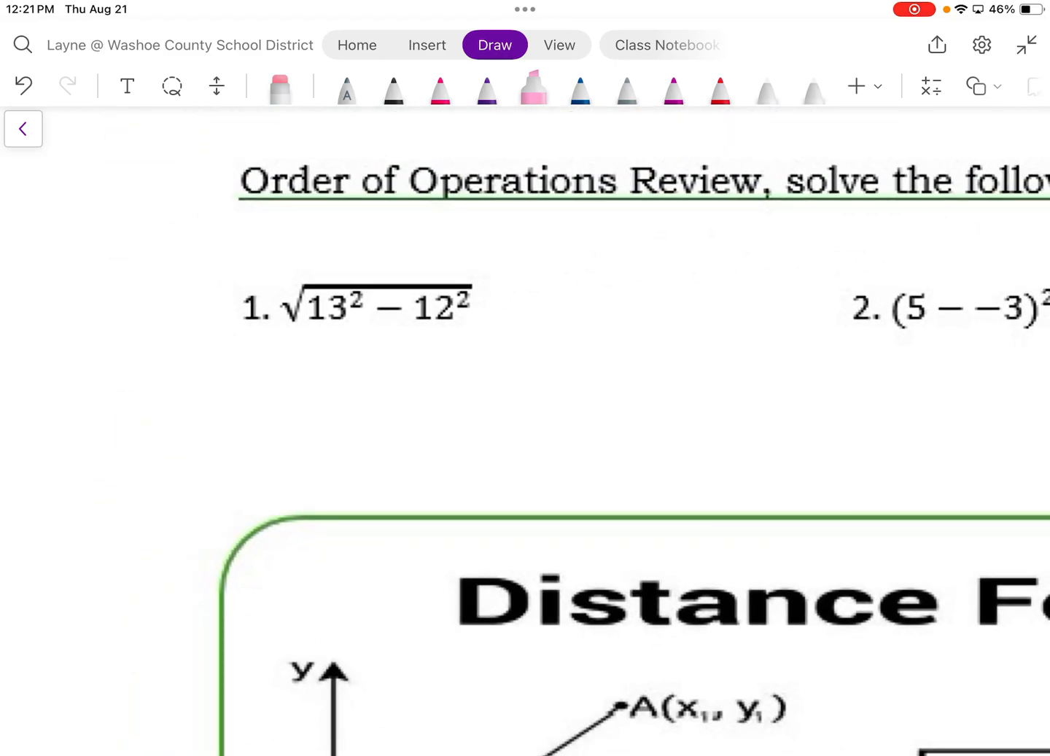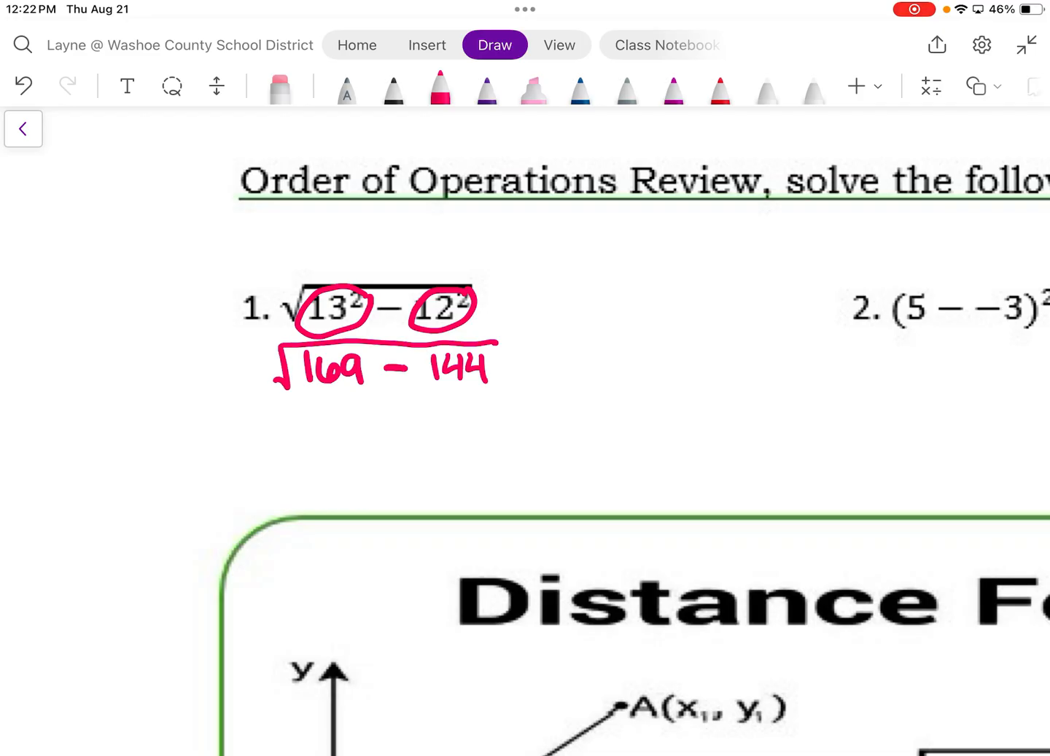To simplify with square roots, you want to simplify everything that is under the radical first. And then the final thing that you're going to do is the square root. So we're simplifying everything inside first, and we're going to follow PEMDAS. So what that means is we need to do these squareds before we subtract. So this is going to be some big numbers here. 13 squared is going to be 169. Minus 12 squared is 144. That is all still under a radical. So that's what we do first.